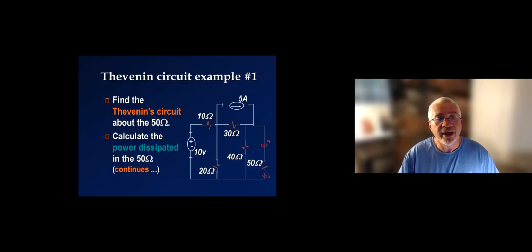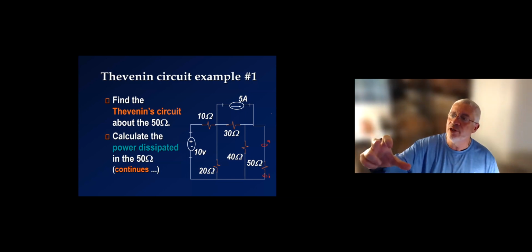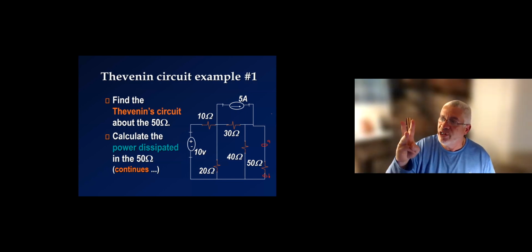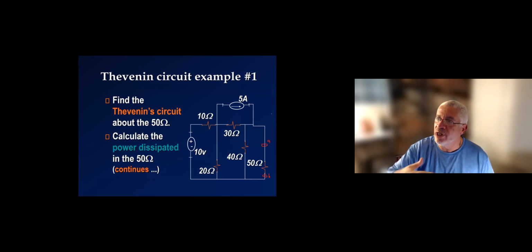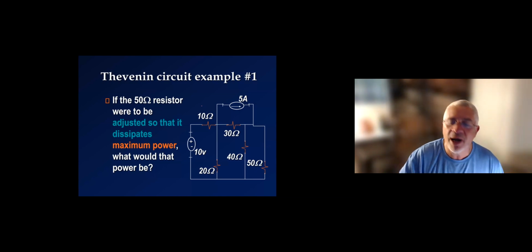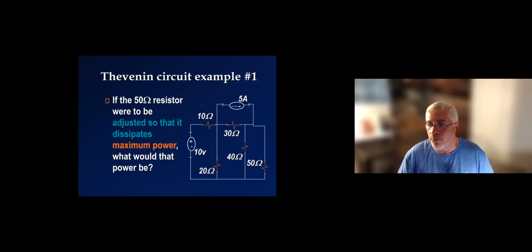Okay, so we're looking at, again, finding the Thevenin model about the 50 ohm. The 50 ohm is not present. The second problem is to connect the 50 ohm and calculate the power dissipated in it. The third question is, let's change the 50 ohm so that it dissipates maximum power, setting it essentially to the Thevenin resistance. What is that power? If the 50 ohm were to be adjusted so that it dissipates maximum power, what would that power be?